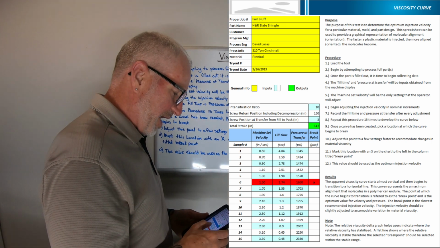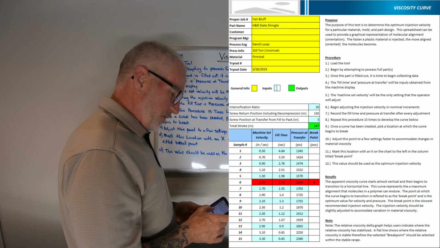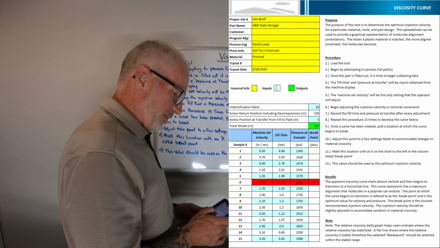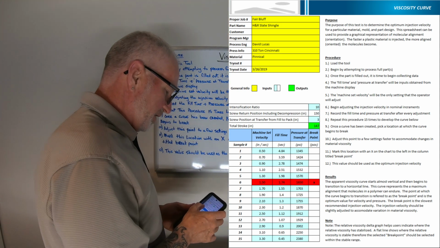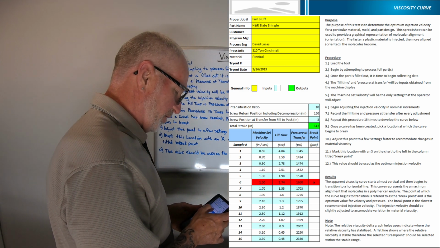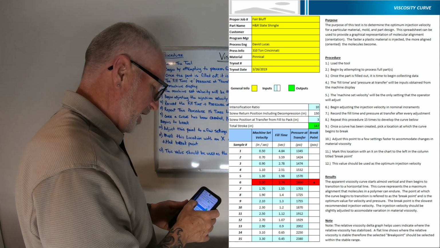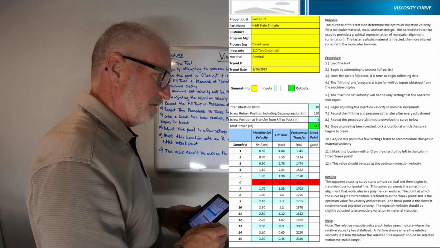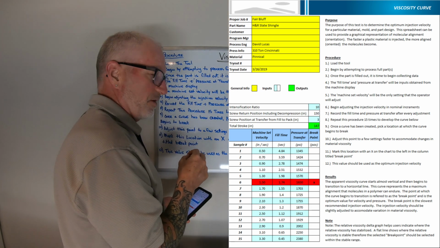So at the top, you're going to have your intensification ratio, your screw return position, including decompression, whatever that distance is, okay? And then you're going to have screw position at transfer from fill. That'll be that column there. And then you're going to have the total stroke in inches, okay? This is how you do a velocity curve.